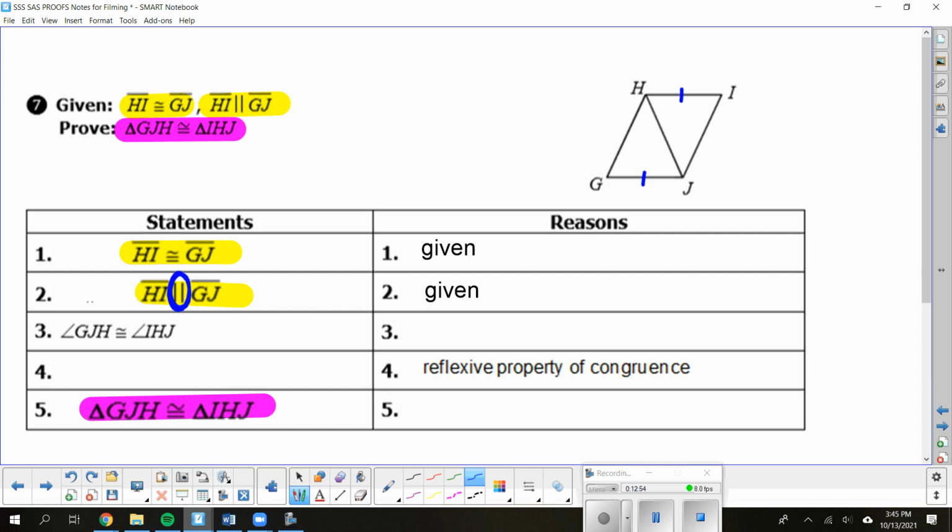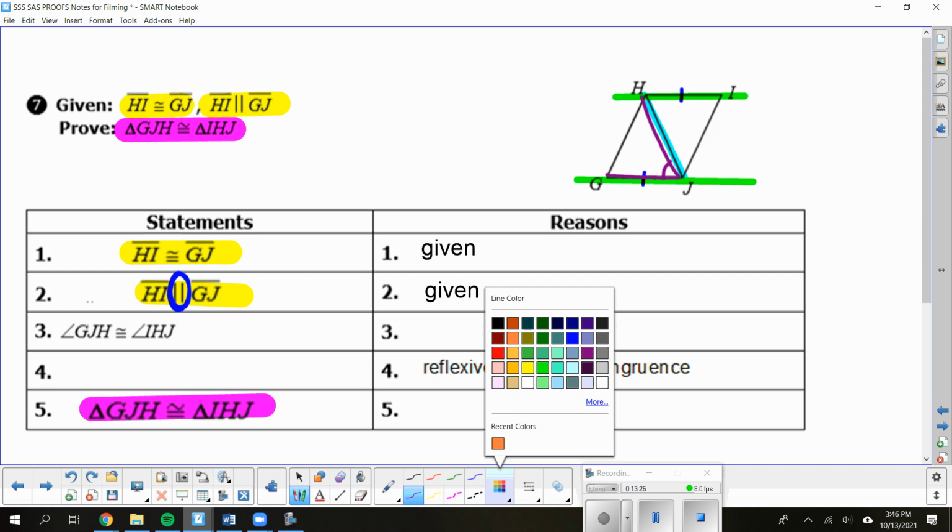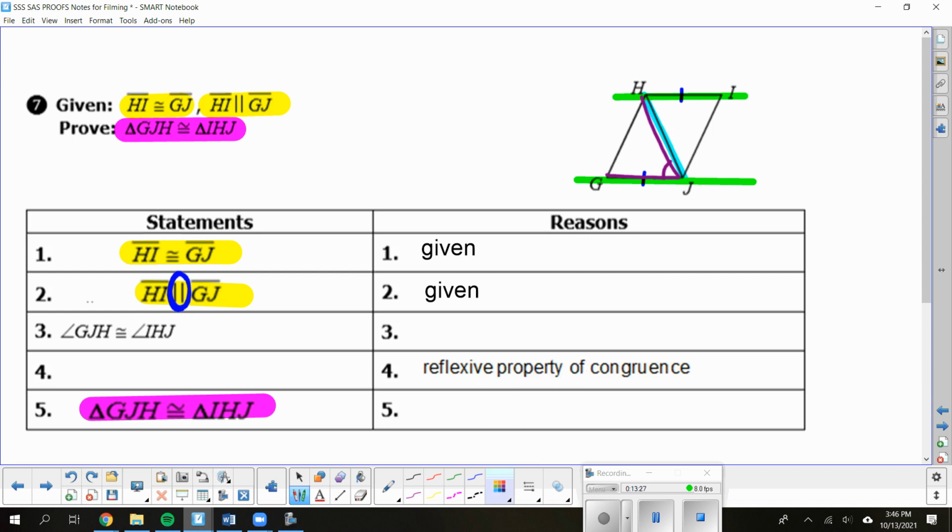So parallel is going to tell me, look for an angle-pair relationship. They tell me the angles this time. So my parallel lines are HI and GJ. Jump on your transversal. That transversal has to intersect both lines and be in both triangles. So the only transversal you can choose is HJ. The angles that they give you are angle GJH, so we're going to mark this angle right here, and they give you angle IHJ, so we're going to mark this one right here.